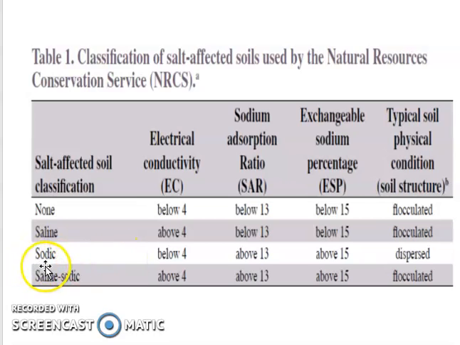Sodic soil: the EC is not saline, by the way. The sodic soil is not a saline soil because its EC is usually less than 4. However, the SAR is above 13 and ESP more than 15, and it is dispersed. Here, the problem is that sodium is dominant on the exchangeable side of the clay particle, so it causes dispersion of the clay particle. You have to add gypsum to reclaim this soil. Saline sodic soil has both: the electrical conductivity is above 4, and SAR is above 13 and ESP above 15. Consequently, this soil is flocculated.